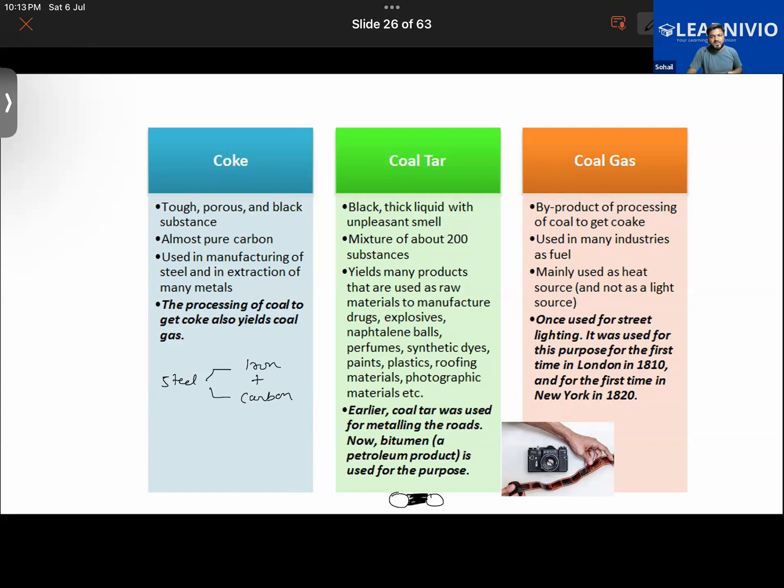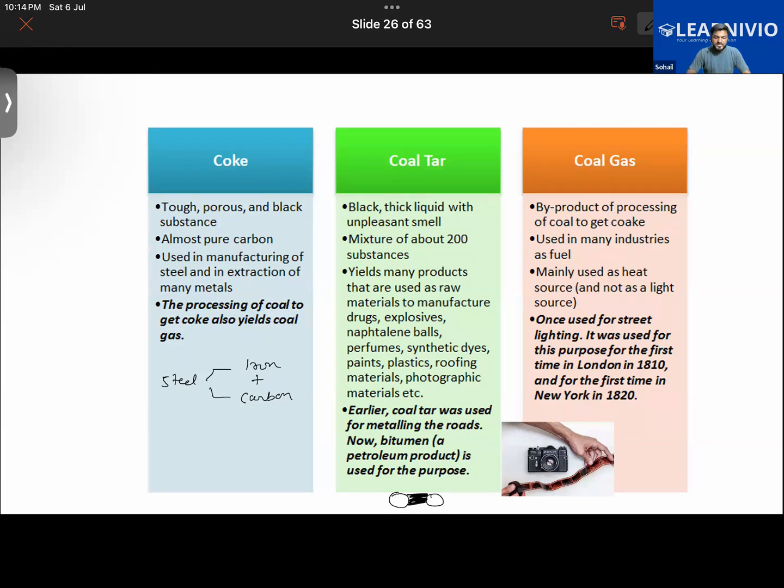Okay. So coal tar is a thick black liquid which has a strong and unpleasant smell. And we learned that it is very valuable because it serves as a starting material for making various products like medicines, explosives, naphthalene balls, and many more. How is it obtained? Via which process? Destructive distillation of coal.